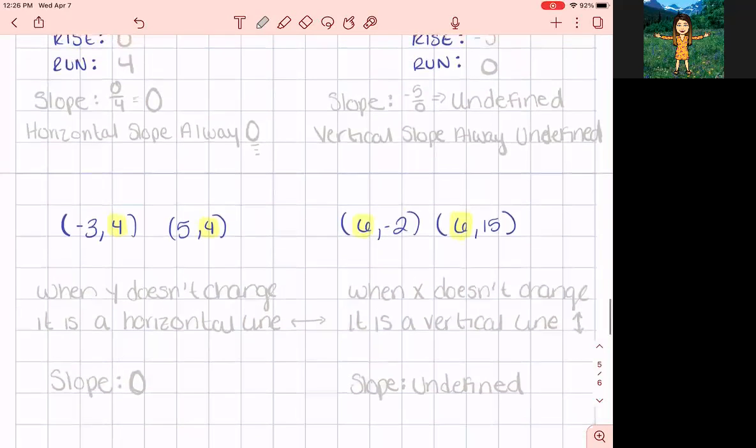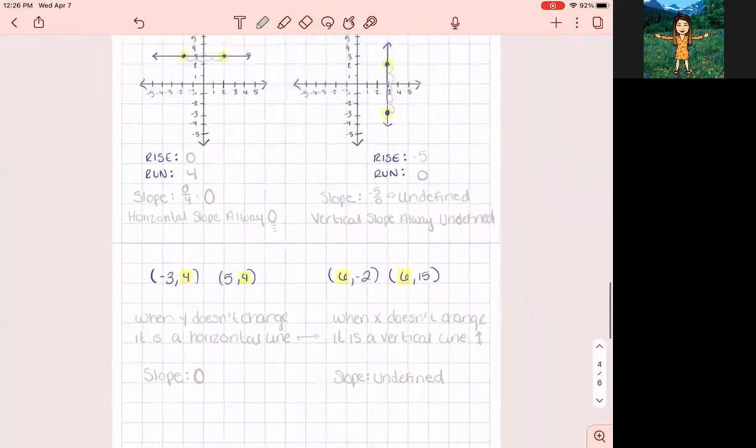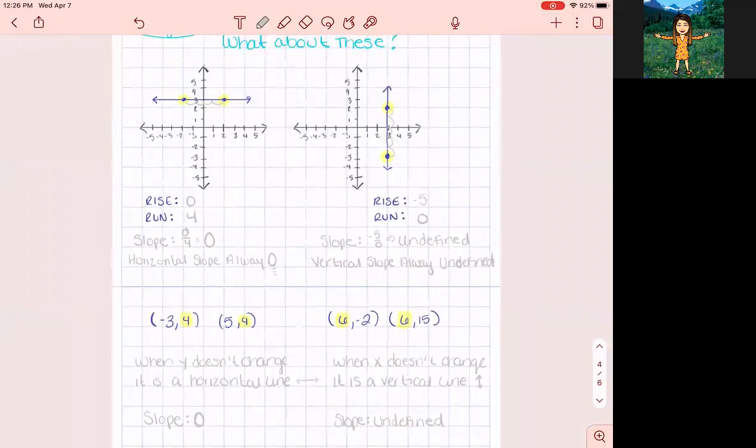So those are the two special cases. Vertical lines and horizontal lines have weird slopes. Everything else, we find that rise over run. So that's it for slope.